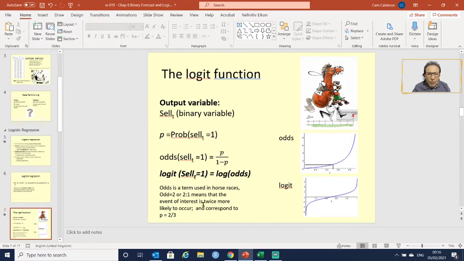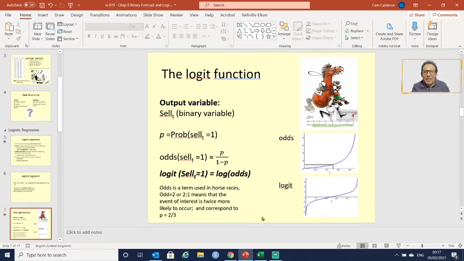So the odds is a term used in horse races. For instance, an odd of 2 to 1 means that the event of interest is twice more likely to occur, and corresponds to a probability of 2 divided by 3. Yes, this is the probability. These are the odds. I think you have seen this, for instance, in pages such as Betfair and things like that, in which you are able actually to bet. And I think this topic works with those pages as well.